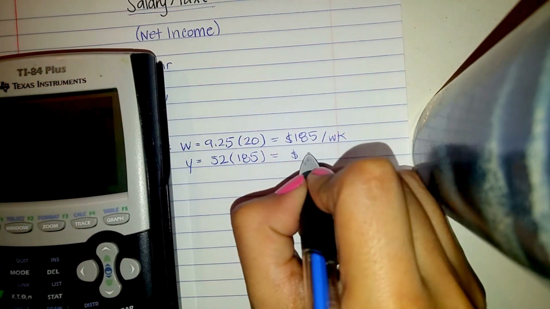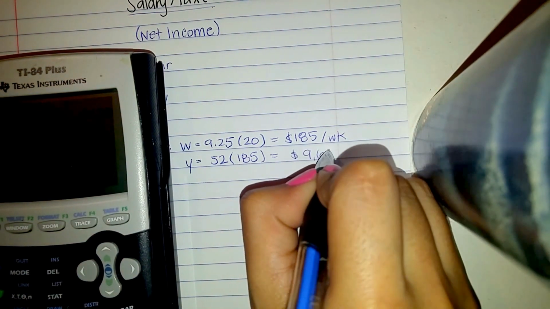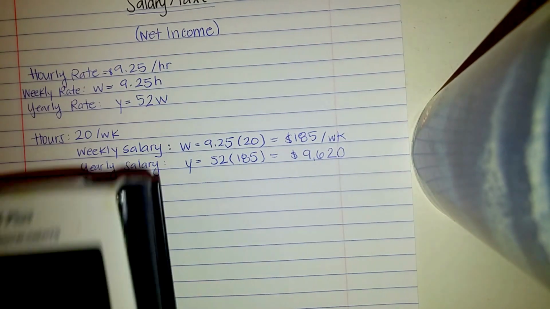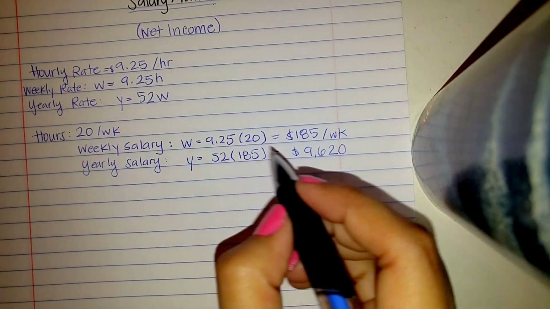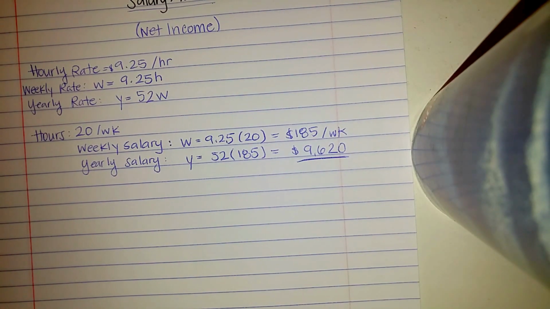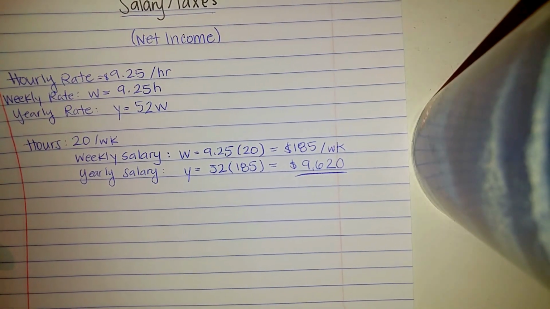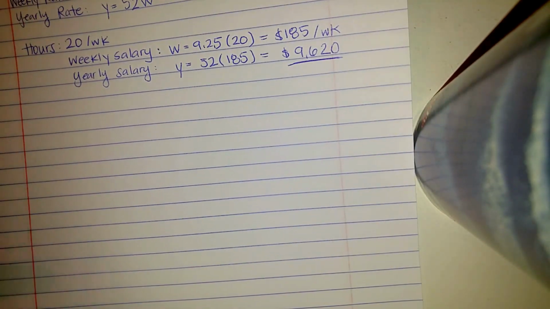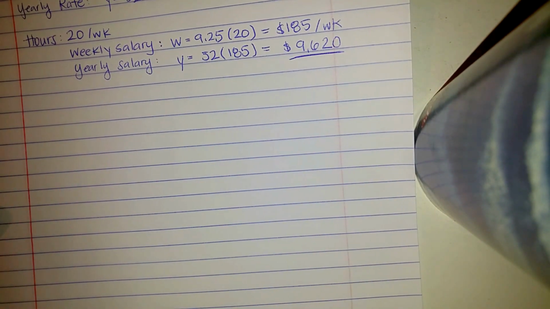And that gives us a yearly salary of $9,620. So this is what our salary is. Remember that we haven't paid taxes yet, and as working citizens, one of our duties is to pay taxes. So I'm going to switch gears a little bit, talk about taxes.